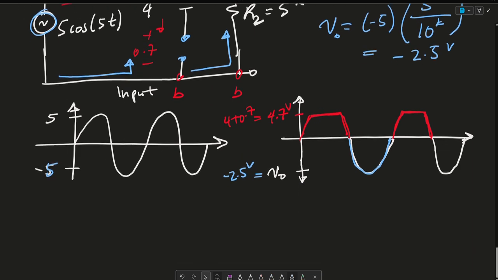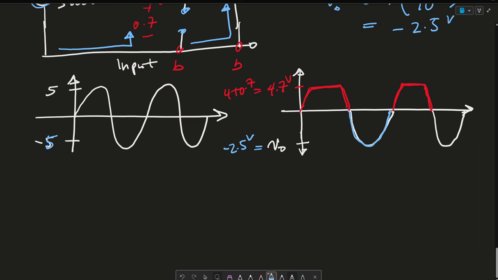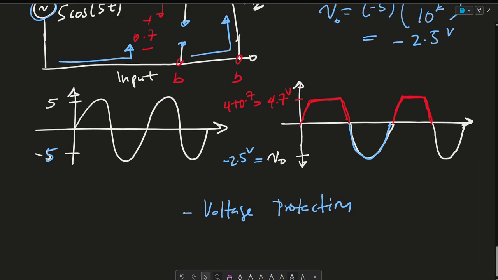A couple of applications you can use this for, just as a reference. You can use this for many applications, but a couple of them is voltage protection. For example, if you have an input of 5 volts and you can't help that input, for example, the voltage coming from your wall in your house is a given voltage, but if you had an application where you only needed a certain range, let's just say 4.7 to 2.5, you could use this type of circuit.